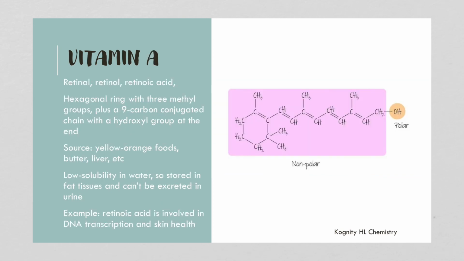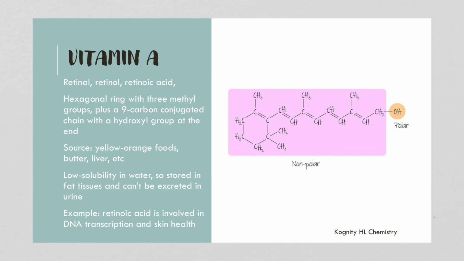The first vitamin we're going to have a look at is vitamin A. So that includes retinol and retinoic acid. And vitamin A, its structure is a hexagonal ring, and it has 3 methyl groups, so one here, and one here. And then it has a 9-carbon conjugated chain with a hydroxyl group at the other end. So the one end is polar, and the remaining part of the molecule is nonpolar.